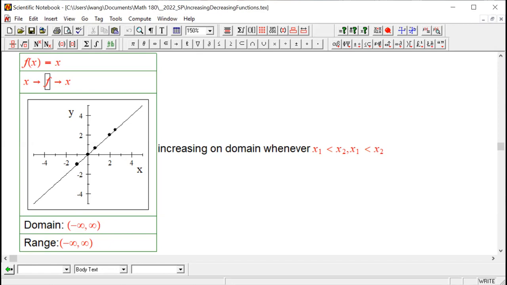Okay. So this is the topic of increasing and decreasing function concept.